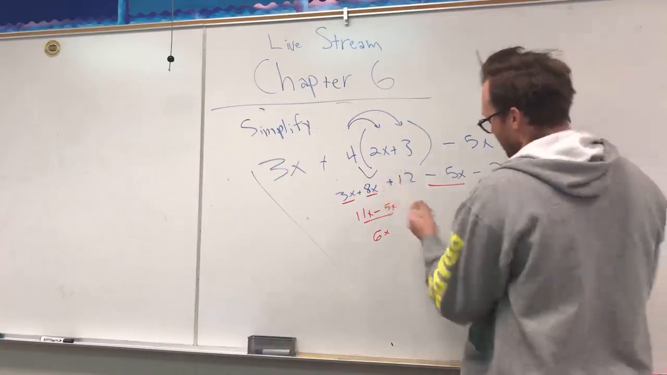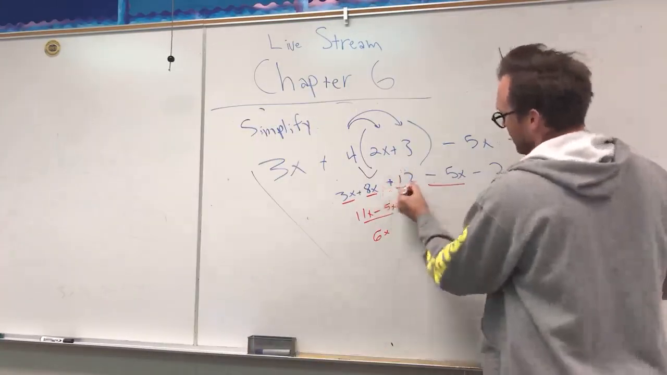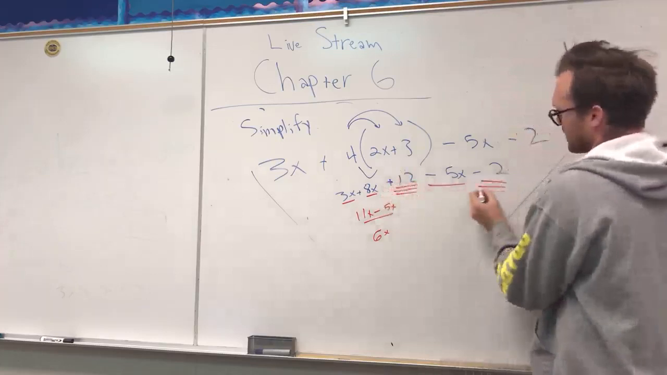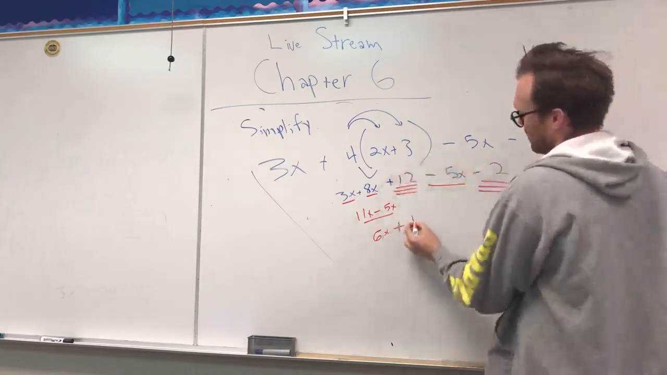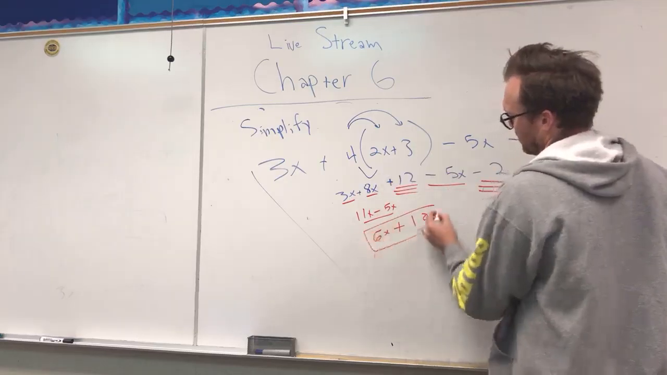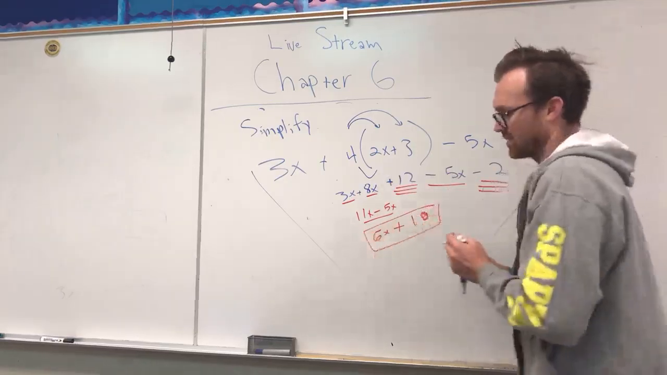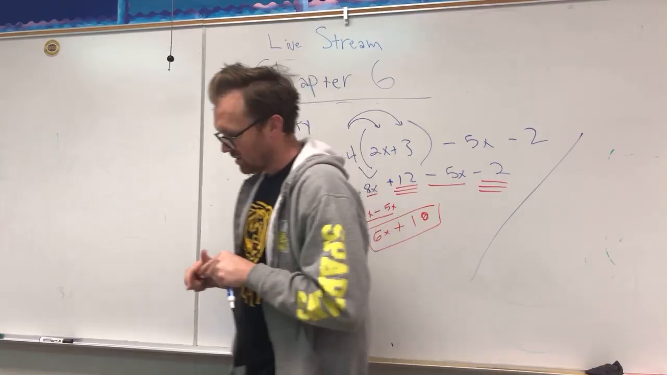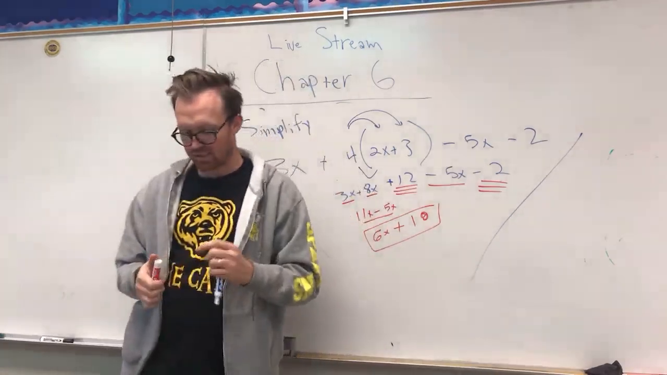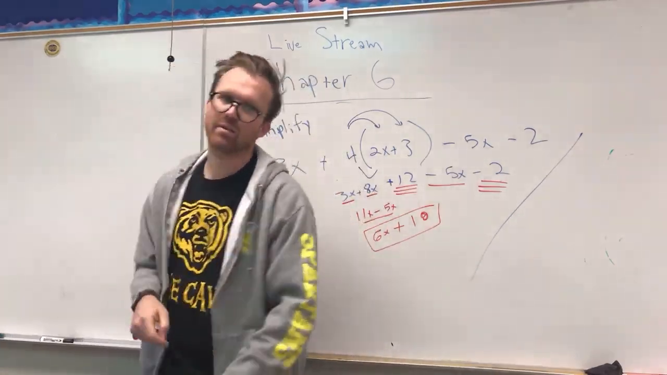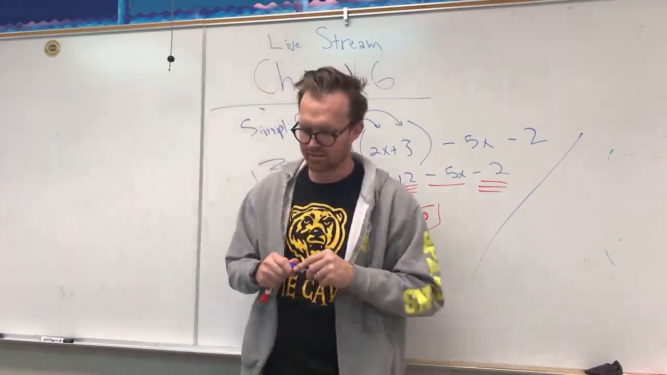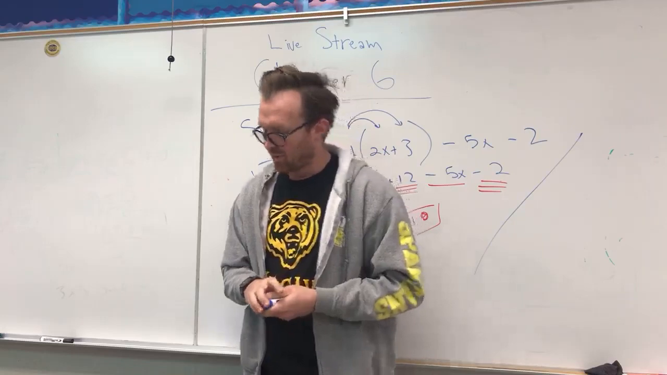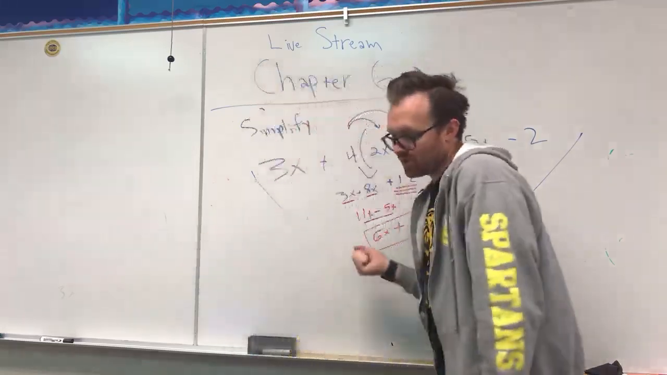So that, and then we still have to do those hexagons. This is 12 minus 2. Six x plus 10. So pretty tricky, but definitely possible. I wanted to make it harder because Alexa says she got it. That's nice. That's good. But it should be tricky.